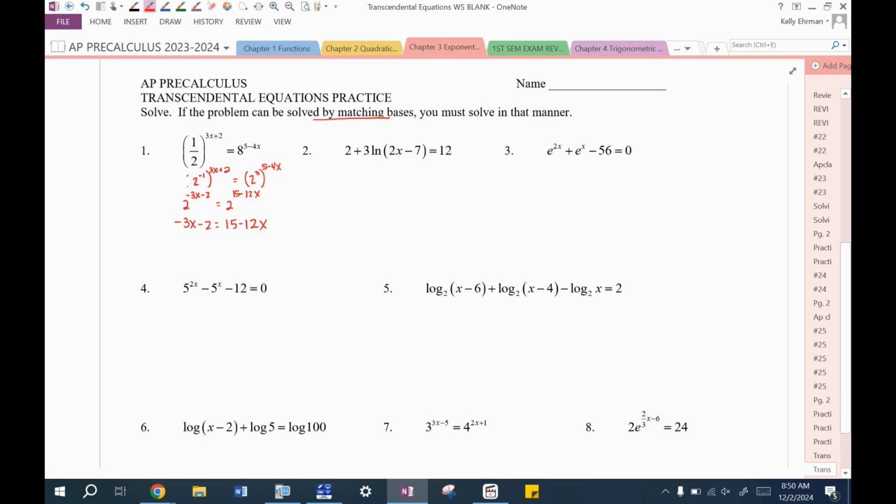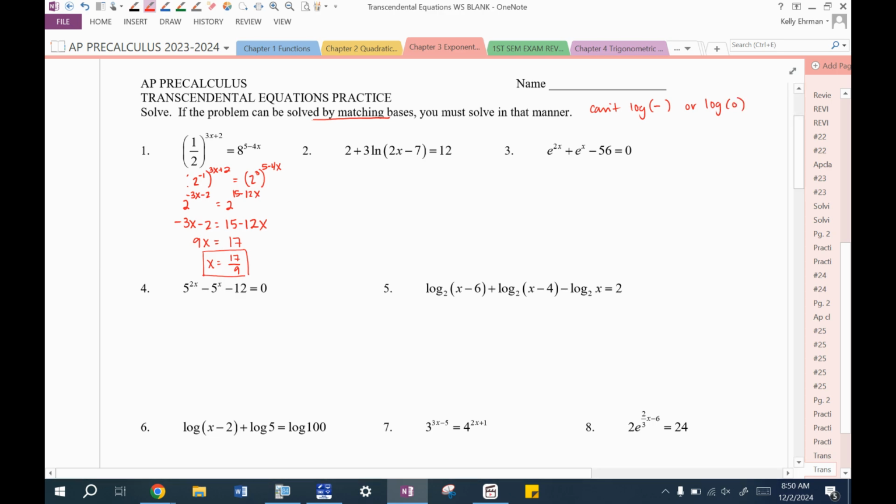Okay, otherwise we need to solve this. So I'm going to add 12x over here to get 9x. I'm going to add 2 to the other side to get 17. X equals 17 divided by 9. We should only have to check for extraneous solutions if we're solving a log equation. So remember, you can't log a negative value or 0. So keep that in mind as you're solving.